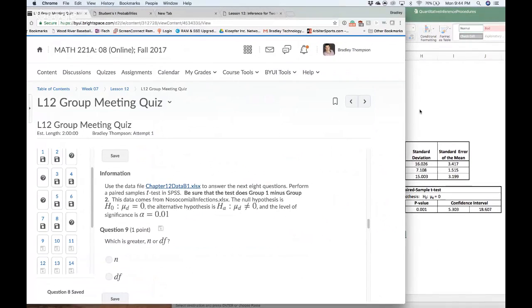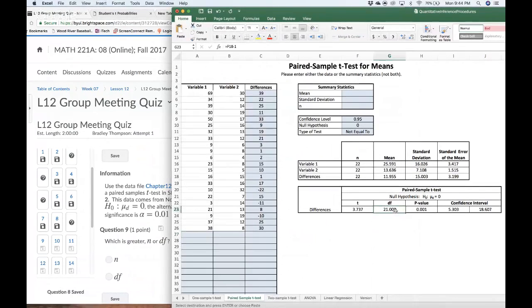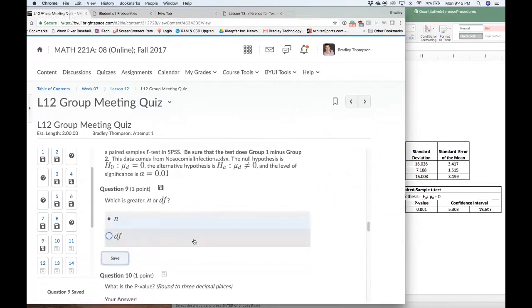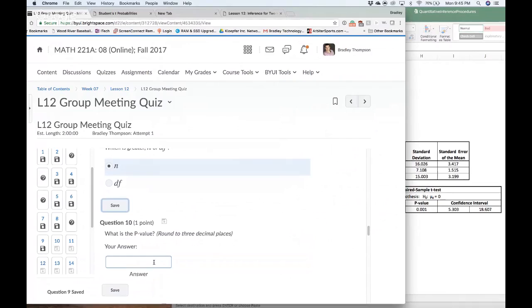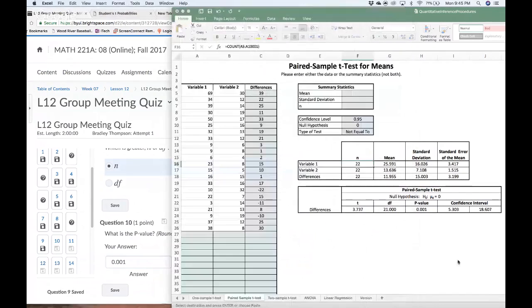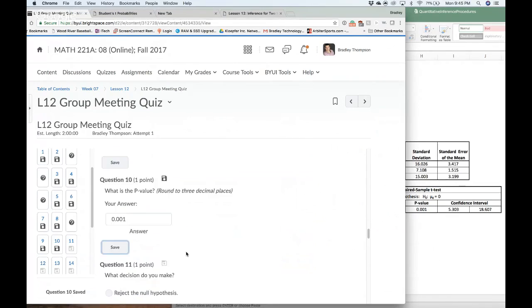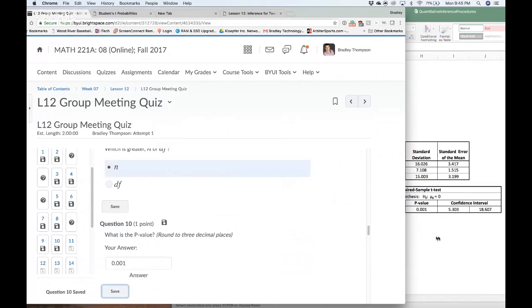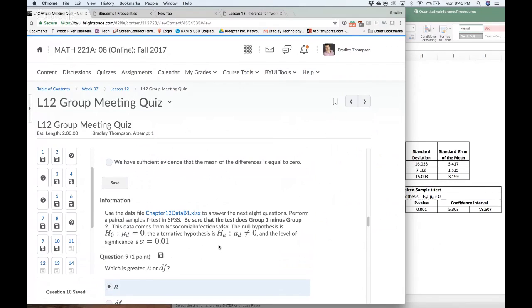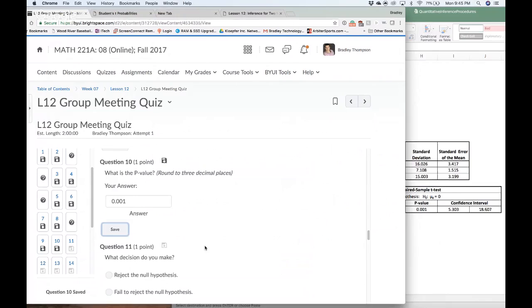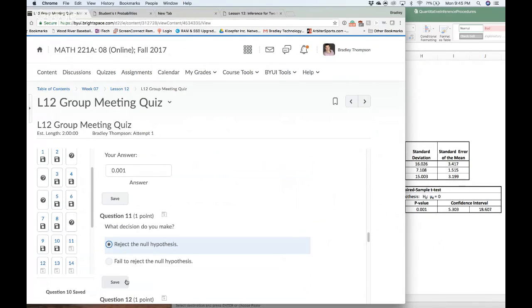Okay, so now it's asking us what is greater, N or DF? So DF is 21 and N is 22. So N would be greater. I like questions like that. What is the p-value? It's 0.001. Do we need to play with the test at all, or does that not make a difference? I already did. I put it back to not equal to. Okay. And what was it again? 0.001? 0.001. Okay. So in this case, since the alpha is 0.01 and this is 0.001, then we should reject instead of fail to reject.